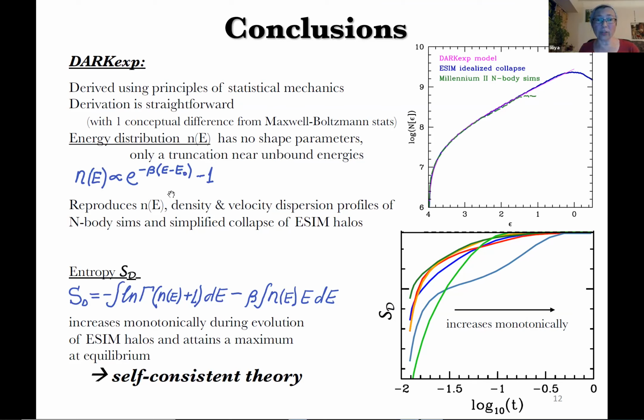And even though I've concentrated on the energy distribution, the density profiles and velocity dispersion profiles predicted by our model also match n-body simulations as well as the simplified collapse. And so the equilibrium state is satisfied, and the entropy does what entropy does. It increases as a function of time, monotonically. And so this is a self-consistent theory. It explains the final state as well as the approach to equilibrium.